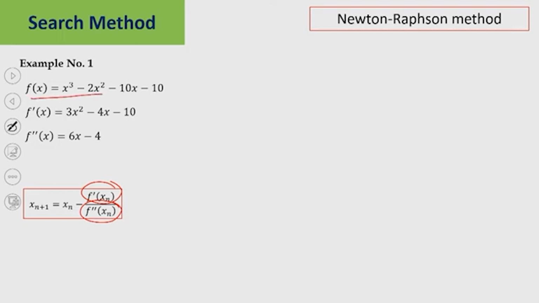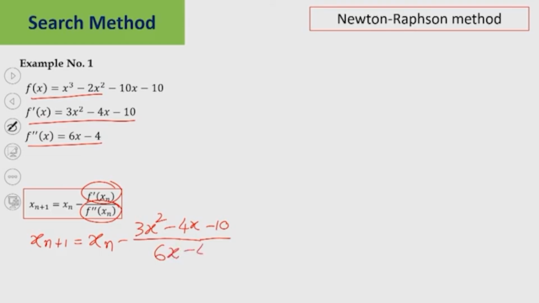Now, for this particular function, I can calculate the first derivative. So, the first derivative is 3x square minus 4x minus 10, and similarly I can calculate the second derivative, that is 6x minus 4. So, in this case I can directly put the derivative here. I can write the equation something like this: x n plus 1 is equal to x n, okay, minus the first derivative, 3x square minus 4x minus 10, divided by the second derivative, 6x minus 4. Okay.